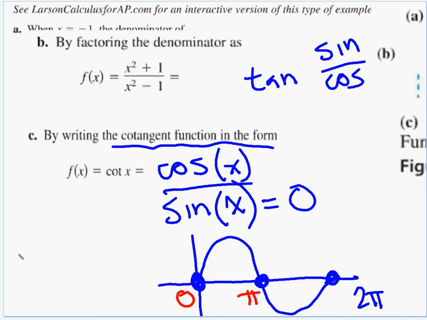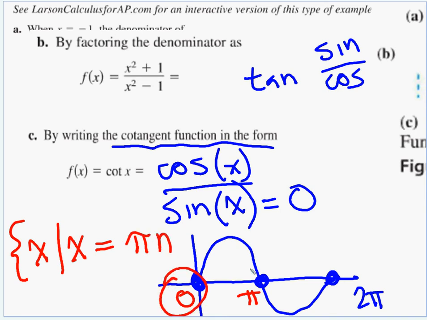We could write it as the set of all x such that x is equal to some number n times pi. Here would be 0 pi, 1 pi, 2 pi, and that would keep going on, 3 pi, 4 pi, and even negative numbers. We could make that n value negative and it would still work.